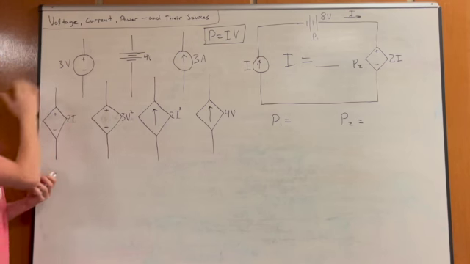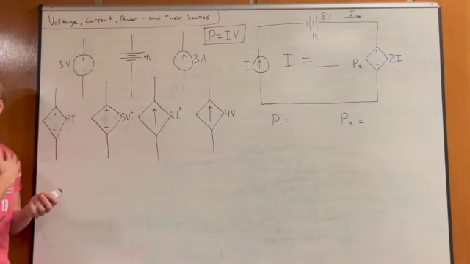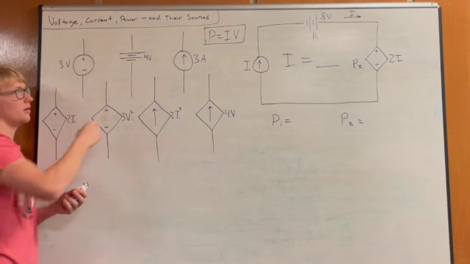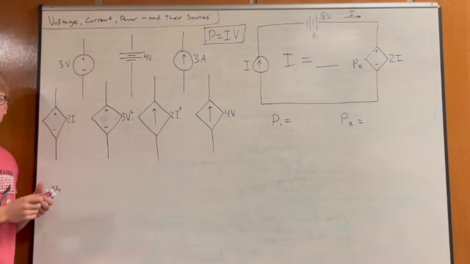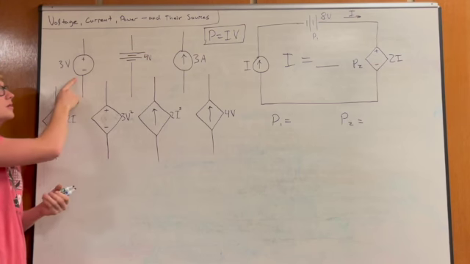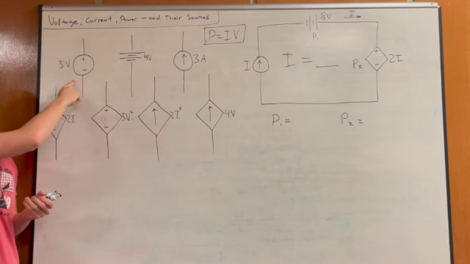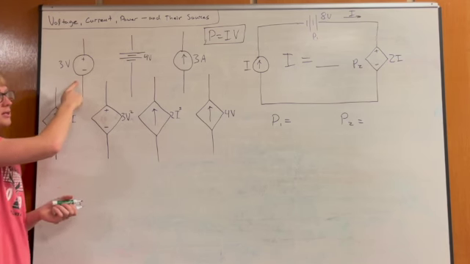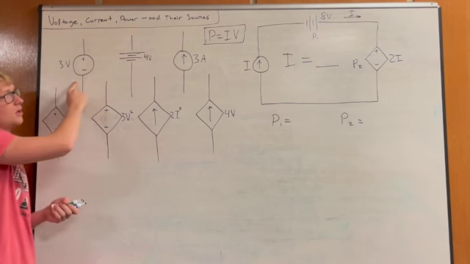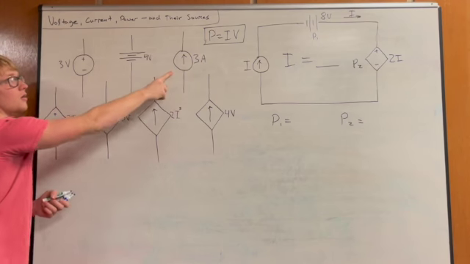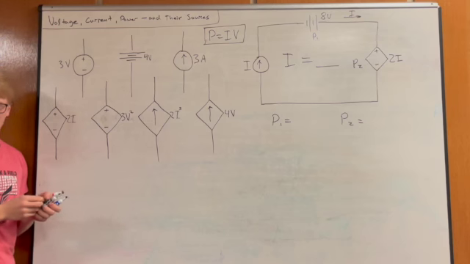The pluses and minuses in these 3 mean they're voltage sources, and the arrows in these 3 mean that they're current sources. So this right here, since it's a circle and it's got pluses and minuses, is an independent voltage source. Since this one has an arrow in a circle, it's an independent current source.